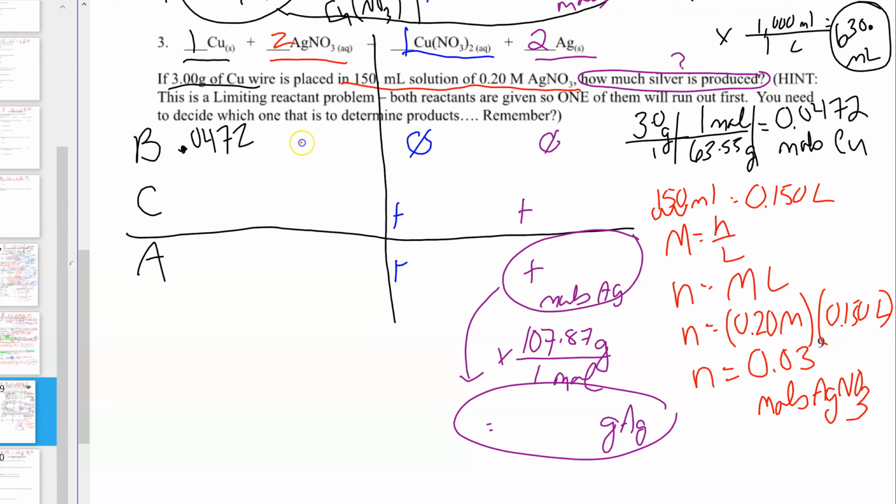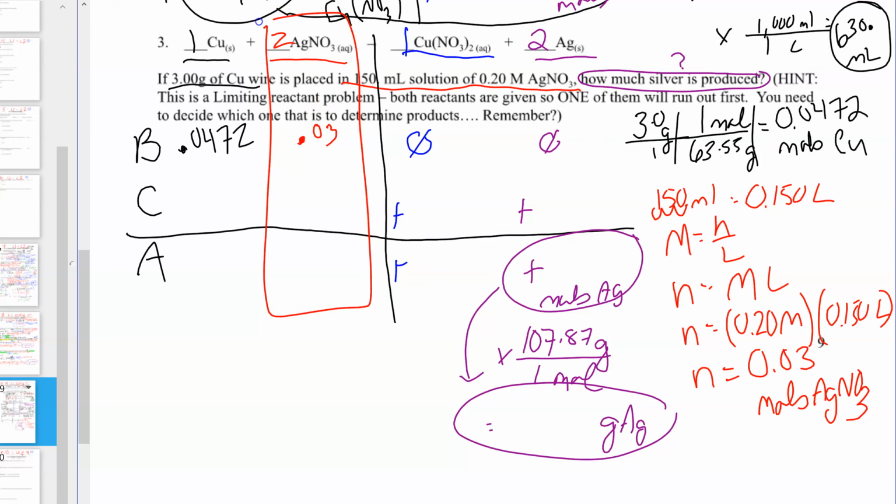We're going to plop that over here to the BCA table, 0.03. Now, which one of these do you think will run out first? Okay, what do we have more of? We've got more of this one. And when you look at it, look at the ratio. We actually need more silver nitrate than we need copper. So we need twice as much silver nitrate. If this was limiting, we'd need like 0.094. Do we have 0.094? No, we got 0.03. This one we're going to bet right now is the limiting reactant.